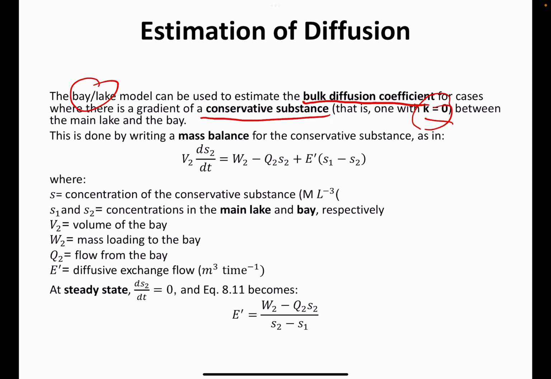If you want to do a mass balance, V2 dS2 over dt, which is the concentration over time, is loading W2 minus Q2 S2 plus the diffusivity constant times (S1 minus S2). Okay, so if you make this one equal to 0 at steady state, you'll end up with the diffusive exchange flow: loading 2 minus Q2 S2, over (S2 minus S1).